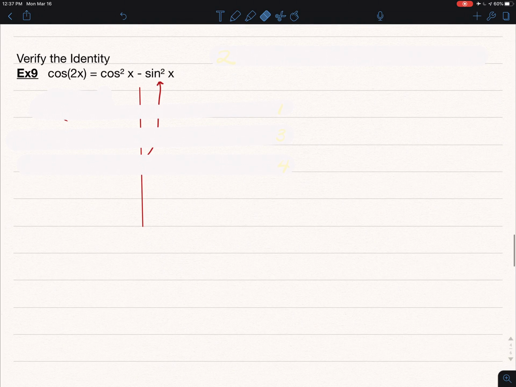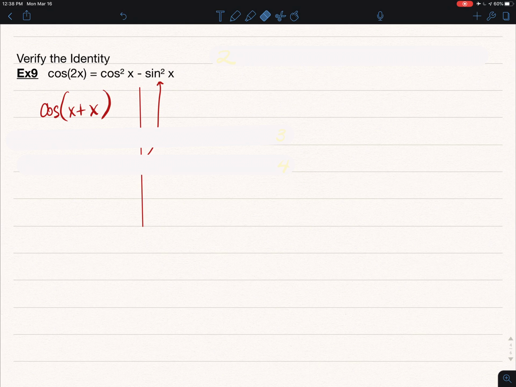All right, verify the identity. This is a lot of what we did back in section 10.1. So let's continue on with verifying the identity. Now, the first thing that I want you to look at, we've never really had anything like this right here. So I just want to lead you down the right path here. The cosine of 2 times x is going to be the same thing as cosine of x plus x. We know that 2 times x is the same thing as x plus x.